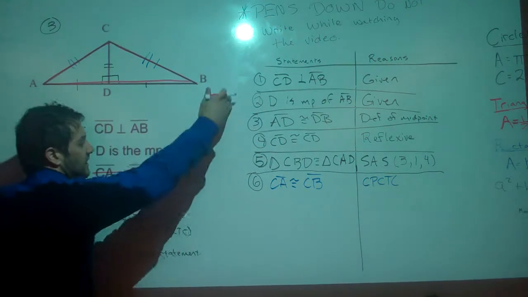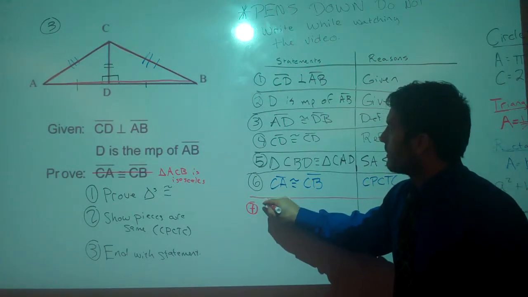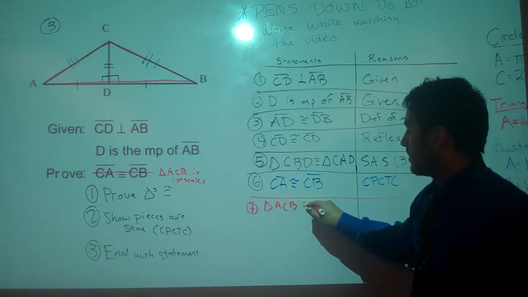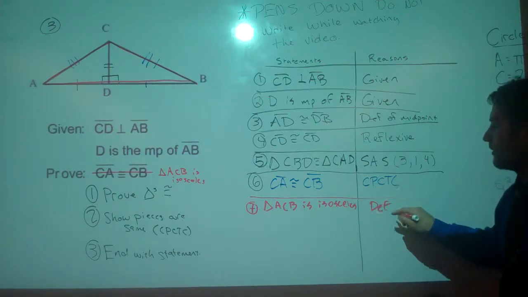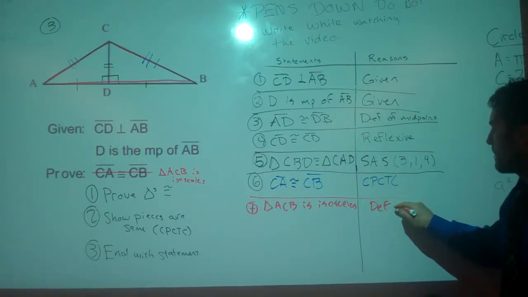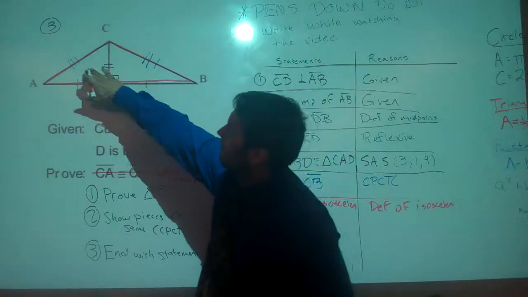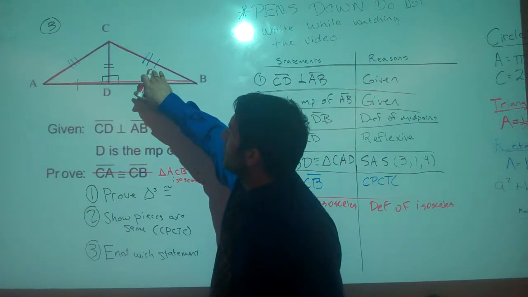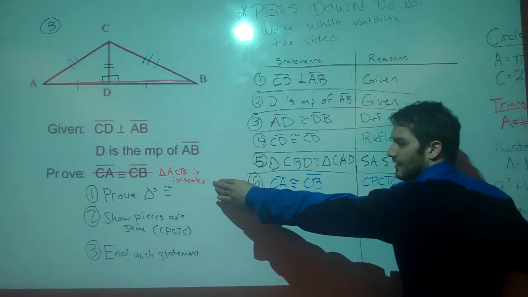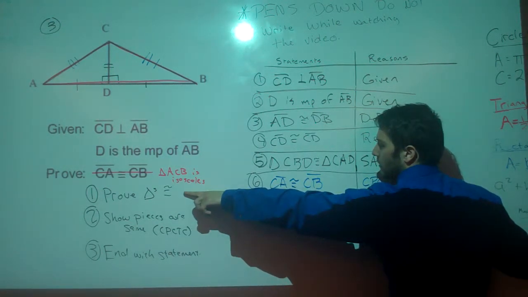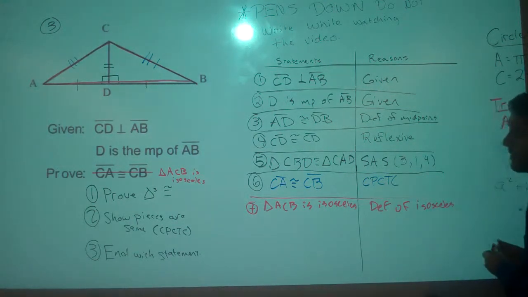I would have the exact same steps up until this point, and the only thing I would have to add is that triangle ACB is isosceles by the definition of isosceles. It has two sides that are the same, side AC and side BC. And so because it has two sides that are the same, it must be isosceles. If you are ever trying to prove isosceles, that is all you have to do. We would prove the triangles congruent, show the pieces are the same with CPCTC, and then I can end with my statement by definition.